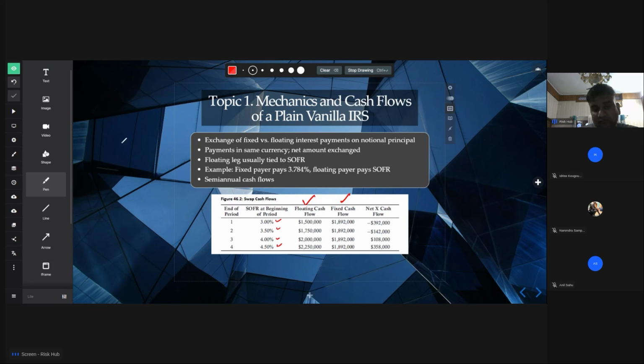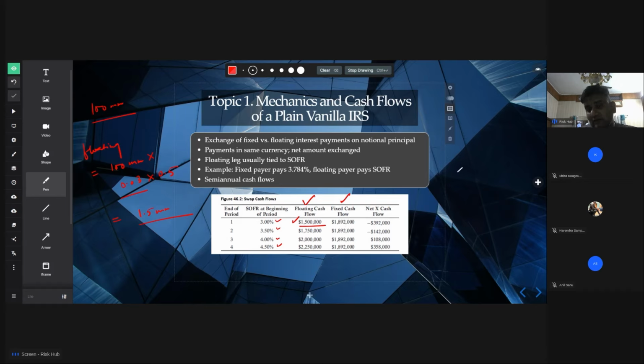How did I get the fixed cash flow? The principal amount here is 100 million. If I have to calculate the floating part, it will be your 100 million into 0.03, which is this 3%, into your 6 months, 0.5. This comes out to be your 1.5 million. Next period, if I have to calculate again, I multiply it by 0.0350.